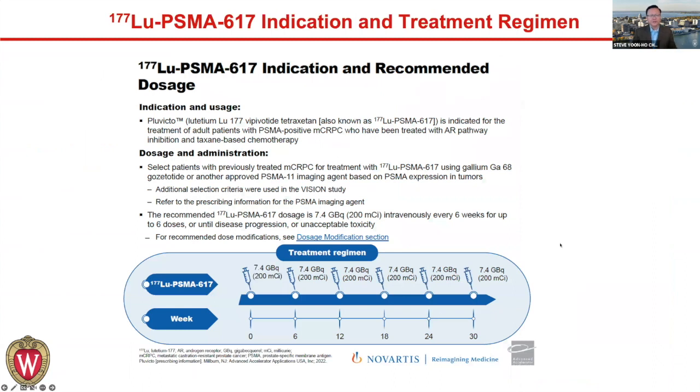So how are these treatments given? These treatment regimens for many of these patients require a specific dose. This is the schema here for lutetium PSMA, where a typical dose would be 200 millicuries, separated every 6 weeks. And if a patient is otherwise not having adverse events, then we'll give 200 millicuries up to 6 doses for the patient. So up to 6. The Lutathera has 200 millicuries every 8 weeks for 4 doses.